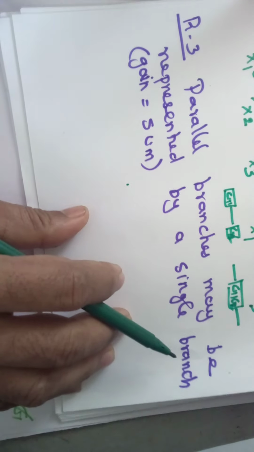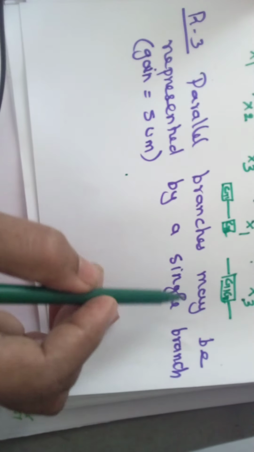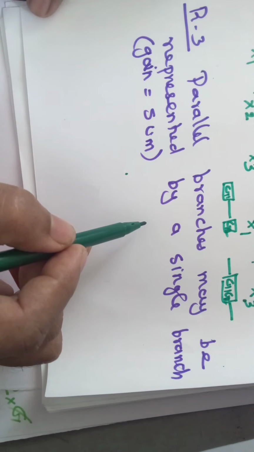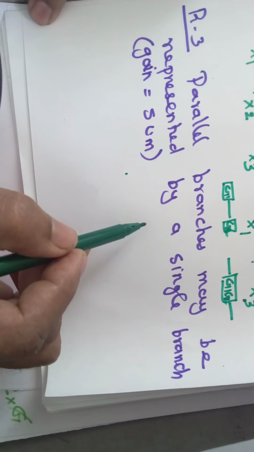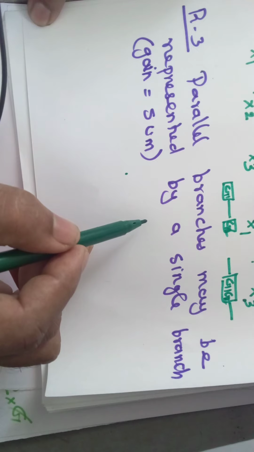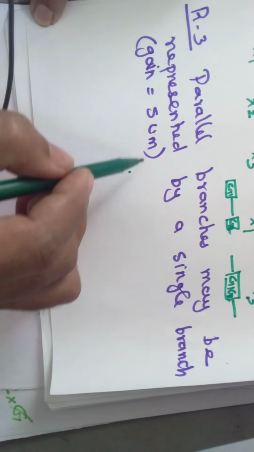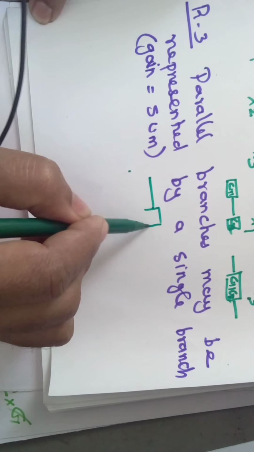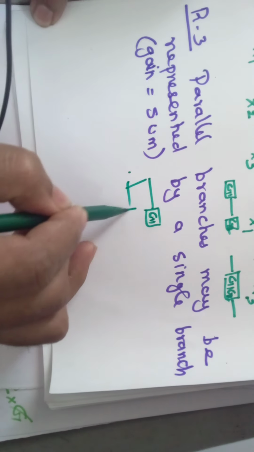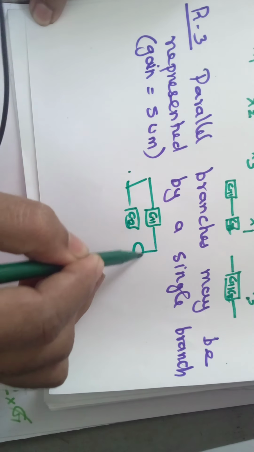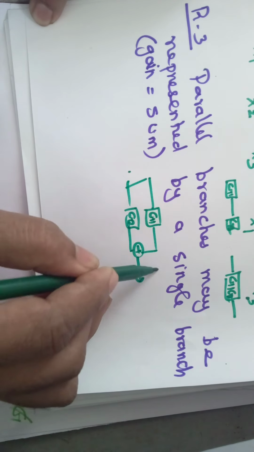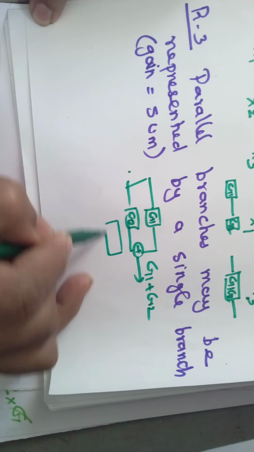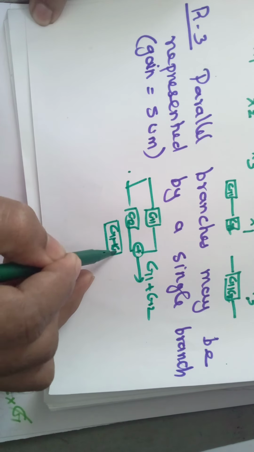The next rule is the parallel branches may be represented by a single branch with gain equal to the sum of the individual branch transmittances, or the sum of the individual branch gains, similar to the block diagram reduction. In block diagram reduction, suppose you have a gain block g1 and another gain block g2, if you add these two, you will get g1 plus g2. This can be replaced with a single block g1 plus g2.